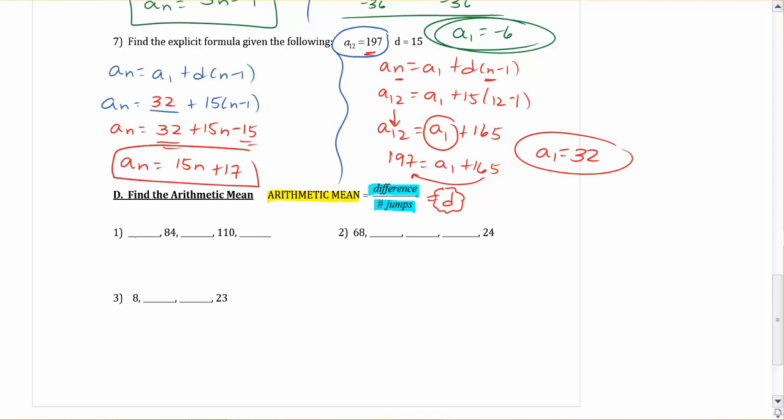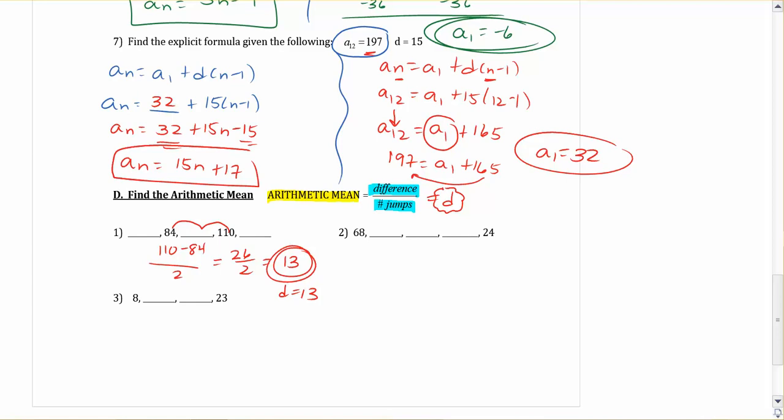The only two numbers I know are 84 and 110. So if I want to find this number in between, we're going to do the second number minus the first number, so 110 minus 84. And we're going to divide it by the number of jumps, meaning how many jumps did it take for me to get from here to here? Well, it took me 1, 2. Even though there's one space, it's 2 jumps. It's 2 common differences that I would need to get to that term. So if I divide that by 2, I get 26 over 2 is 13. That's going to tell me that my common difference is 13.